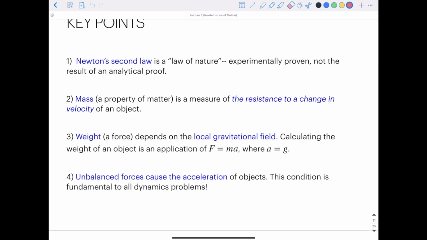And then finally, number 4, unbalanced forces cause acceleration. If the forces are balanced, then we have static problems, where the sum of the forces is equal to 0, there's 0 acceleration, it's static. If we have unbalanced forces, then the sum of the forces is not equal to 0, and this is going to equal some kind of acceleration, and this is basically fundamental to all dynamics problems.